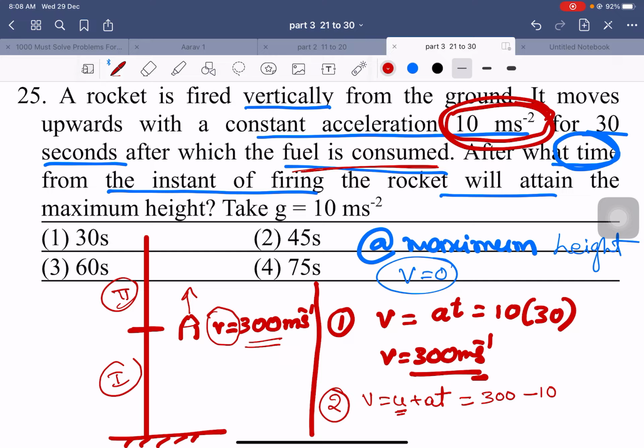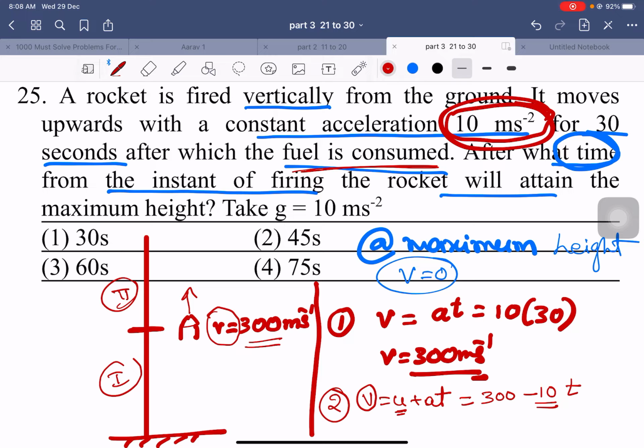Now the rocket is not going up because of the engine. It is going up because of its speed attained. It has a speed of 300 meters per second, due to which it is going up with a reducing speed. So it is exactly moving under gravity. Therefore, I should consider the acceleration due to gravity as minus 10 into t. When it reaches the maximum height, the velocity will be equal to 0.